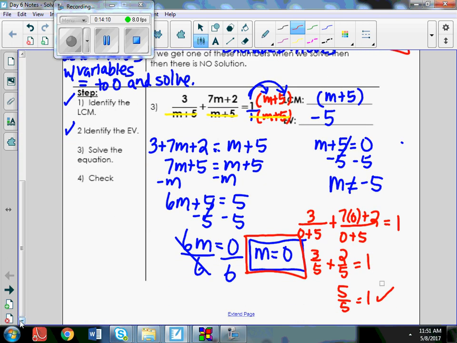Not yet? Okay. So say n was negative 5, that is no solution. It can't equal the excluded value, because that's excluded. It would make 0 in the denominator, and that would make your calculator tell you error. It's no solution. It's not possible.